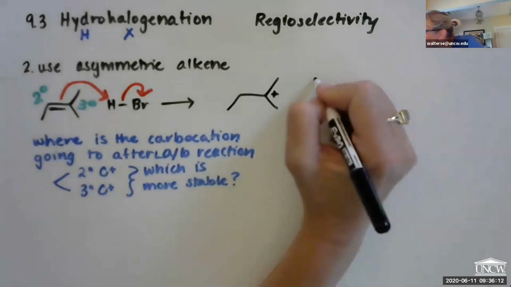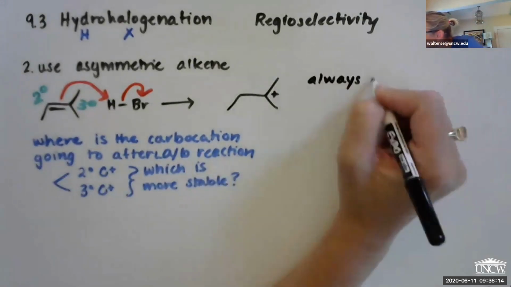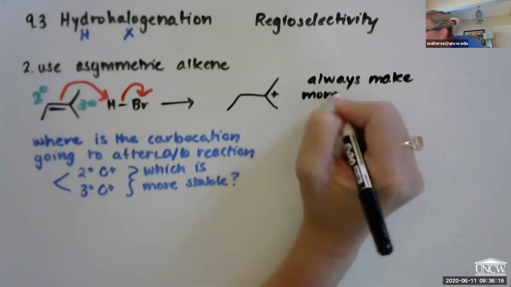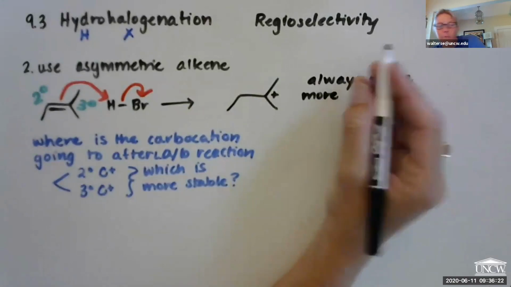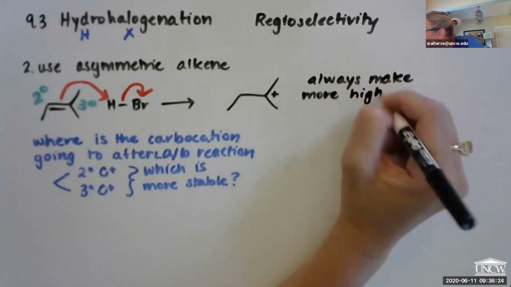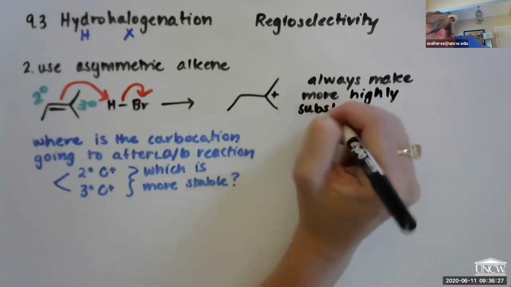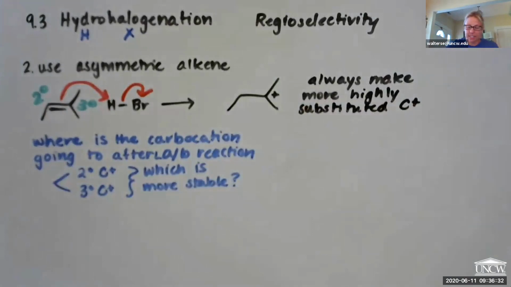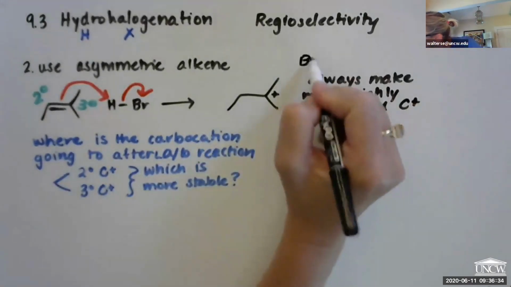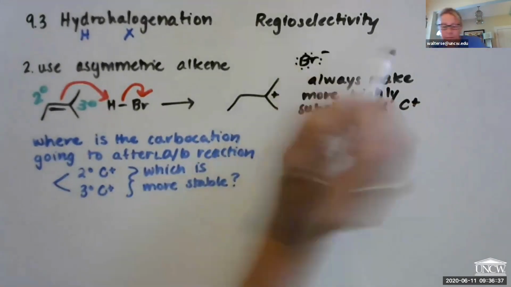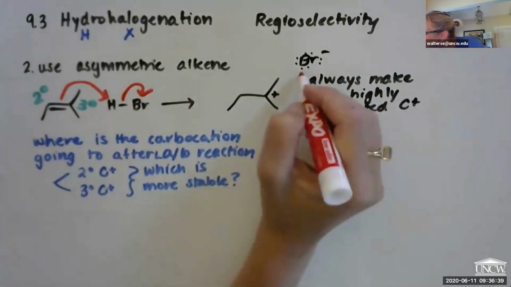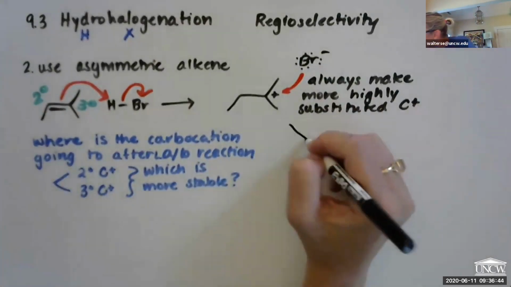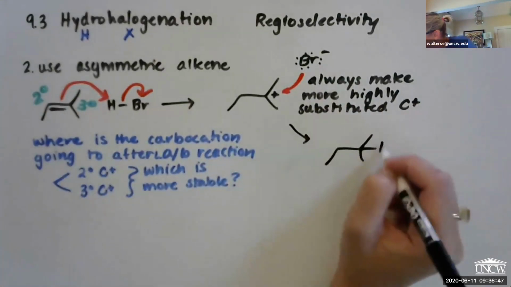Okay. So you are always going to make, in the hydrohalogenation reaction, the more highly substituted carbocation. Now, in this case, you would also have your bromide in solution that will attack, and your product then looks like this.